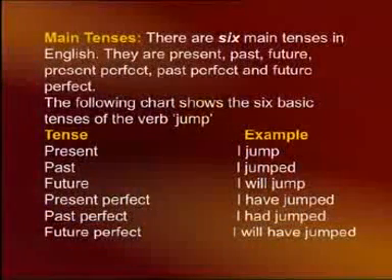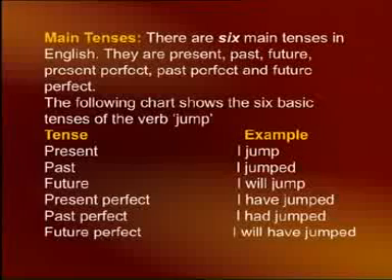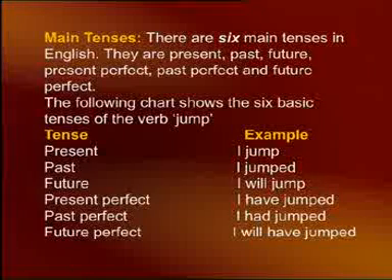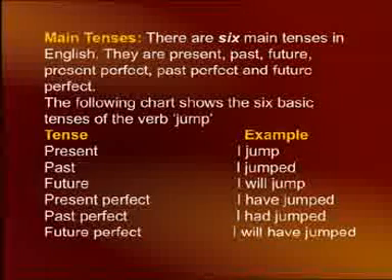They are present, past, future, present perfect, past perfect, and future perfect. There are 6 main tenses in English. And there is a chart on your screen that shows the basic tenses of the verb jump.